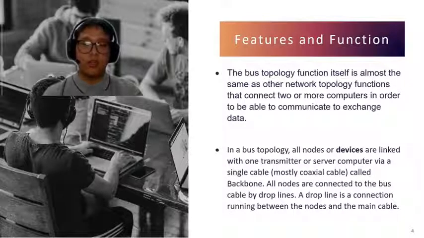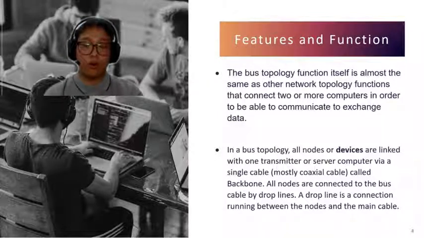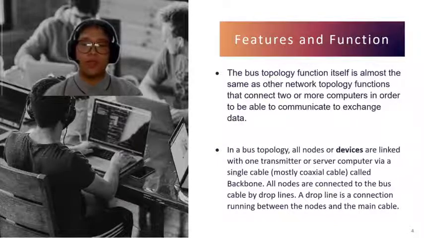In a bus topology, all nodes or devices are linked with one transmitter or a server computer via a single cable, mostly a coaxial cable, called the backbone. All nodes are connected to the bus cable by drop lines. A drop line is a connection running between the nodes and the main cable. That is all you need to know about the features and functions of the bus topology.